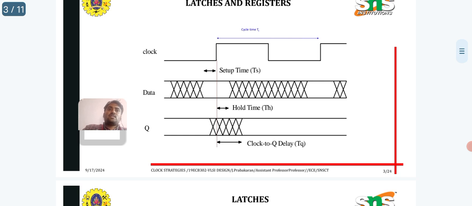Clocking strategies are crucial in ensuring the proper functioning of synchronous systems. Each strategy has its trade-offs, and the choice depends on the system requirements for speed, power consumption, and complexity. Here you can see the setup time, hold time, and clock to Q delay. Already we have discussed what is meant by setup time and hold time.